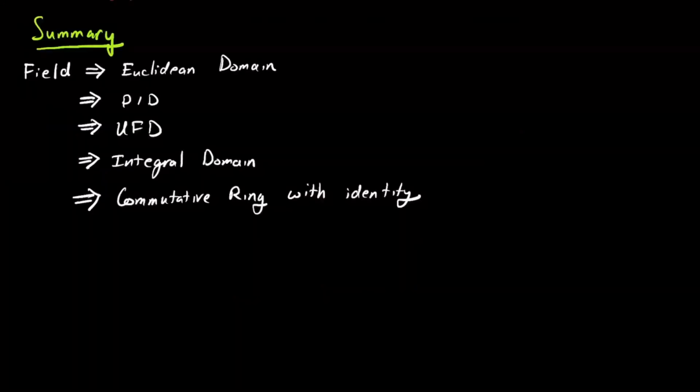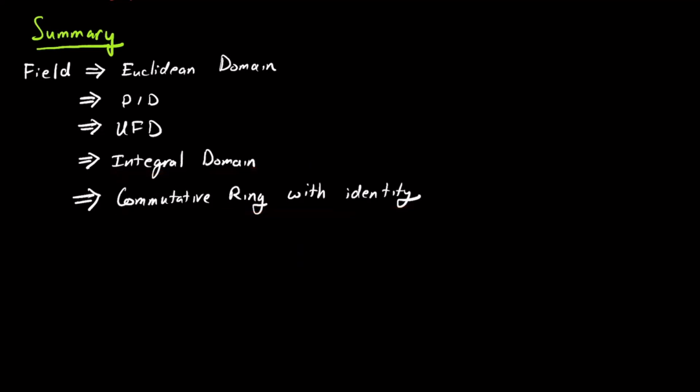Okay, and finally, this is a nice little summary of how all of these ideas in ring theory are connected. Every field is a Euclidean domain, but not every Euclidean domain is a field. So these implications don't go backwards, they only go forwards. We showed that every Euclidean domain is a PID. We've shown that every PID is a UFD. We know that every UFD is an integral domain because everything we did today was built on top of integral domains. And by definition, every integral domain is a commutative ring with identity.